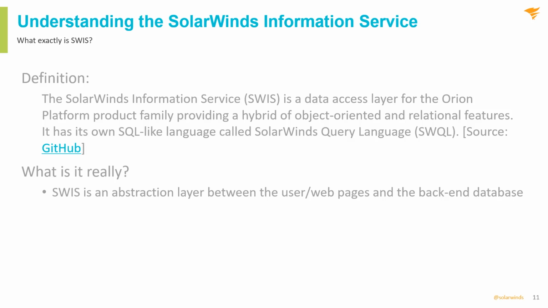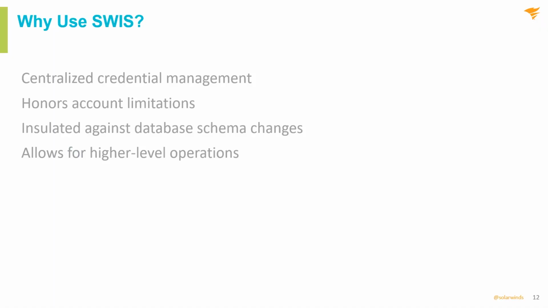We have a full definition available on the GitHub if you want it. Basically, it's just this layer so you don't have to know all the database calls. If you understand how Orion is built, you'll be fine. And people say, well, Kevin, I can find this information in SQL and I know where it is in the database, so why don't I just update it there? Well, there's good and bad for that. There's a couple of reasons you want to use SWIS.